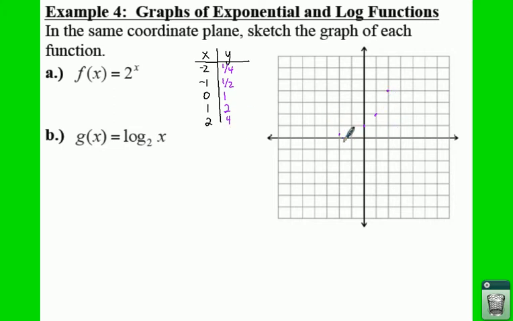And so then we just connect the lines, going through each point, going up, and going to the left. We get those.